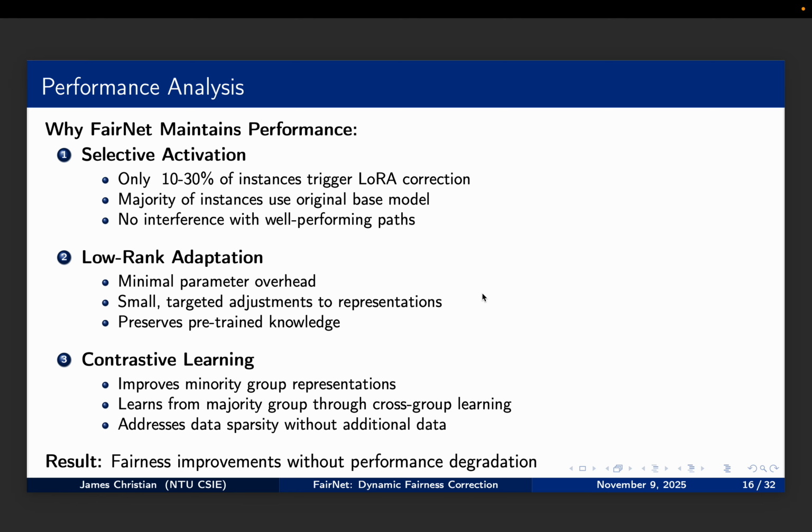Why does FairNet maintain performance? First, selective activation. Only about 10 to 13% of instances trigger LoRA correction. The majority of instances use the original base model. There is no interference with the well-performing path. Second, low rank adaptation. There is minimum parameter overhead. It makes small targeted adjustments to representations. It preserves pre-trained knowledge. Third, contrastive learning. It improves minority group representations. It learns from the majority group through cross-group learning. It addresses data disparity without additional data. The result is fairness improvement without performance degradation.